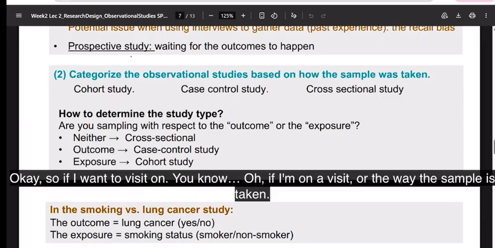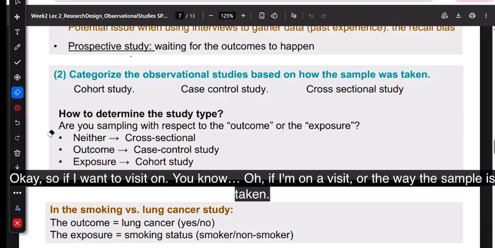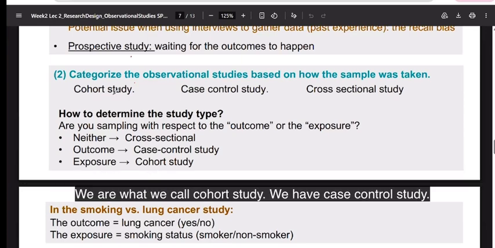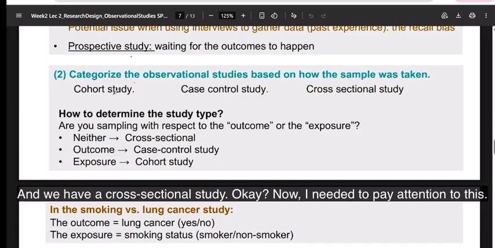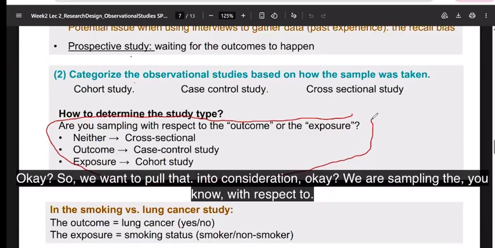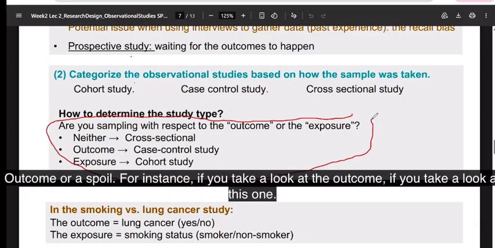Okay, so if I want to base it on the way the sample is taken, we have what we call cohort study, case control study, and cross-sectional study. Now I need you to pay attention to this. Are we sampling with respect to outcome or the exposure? We want to put that into consideration.